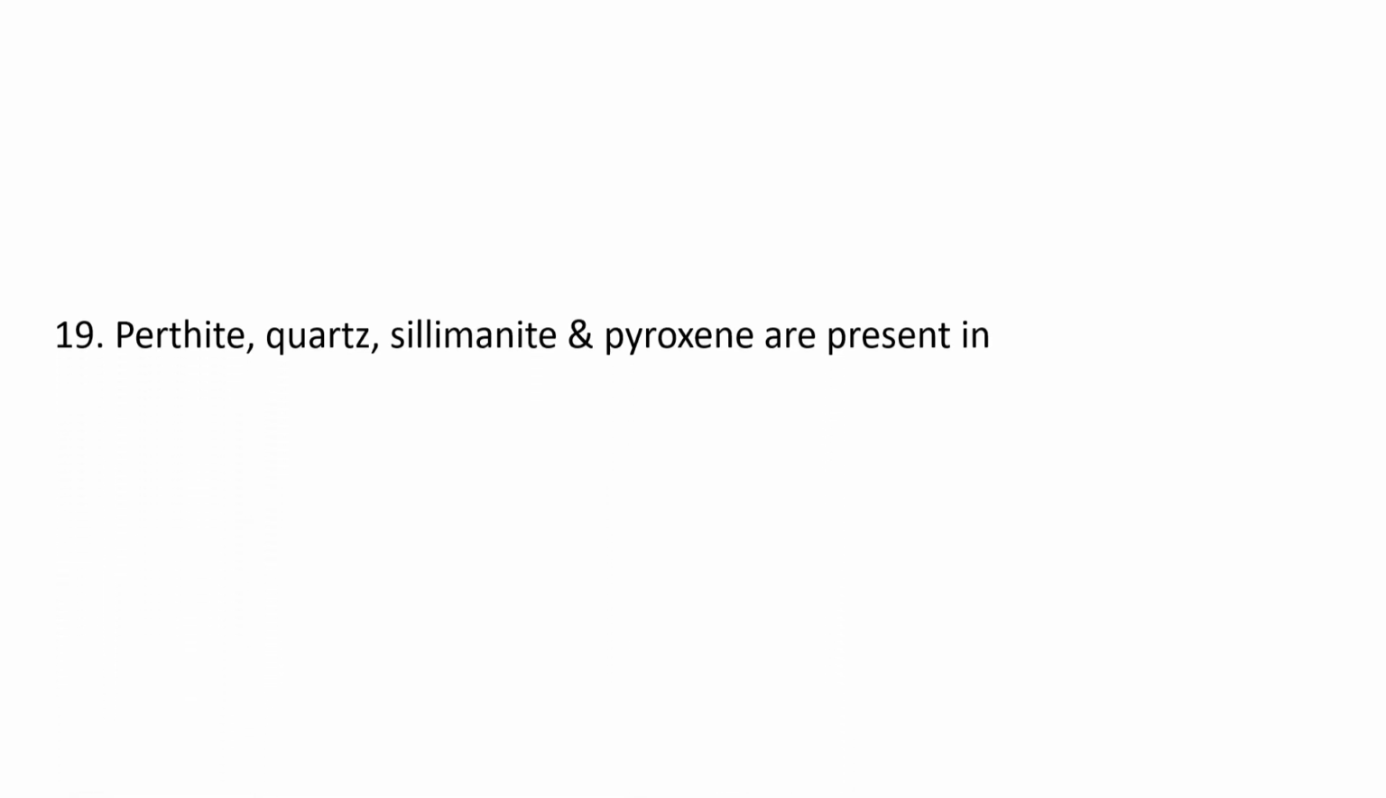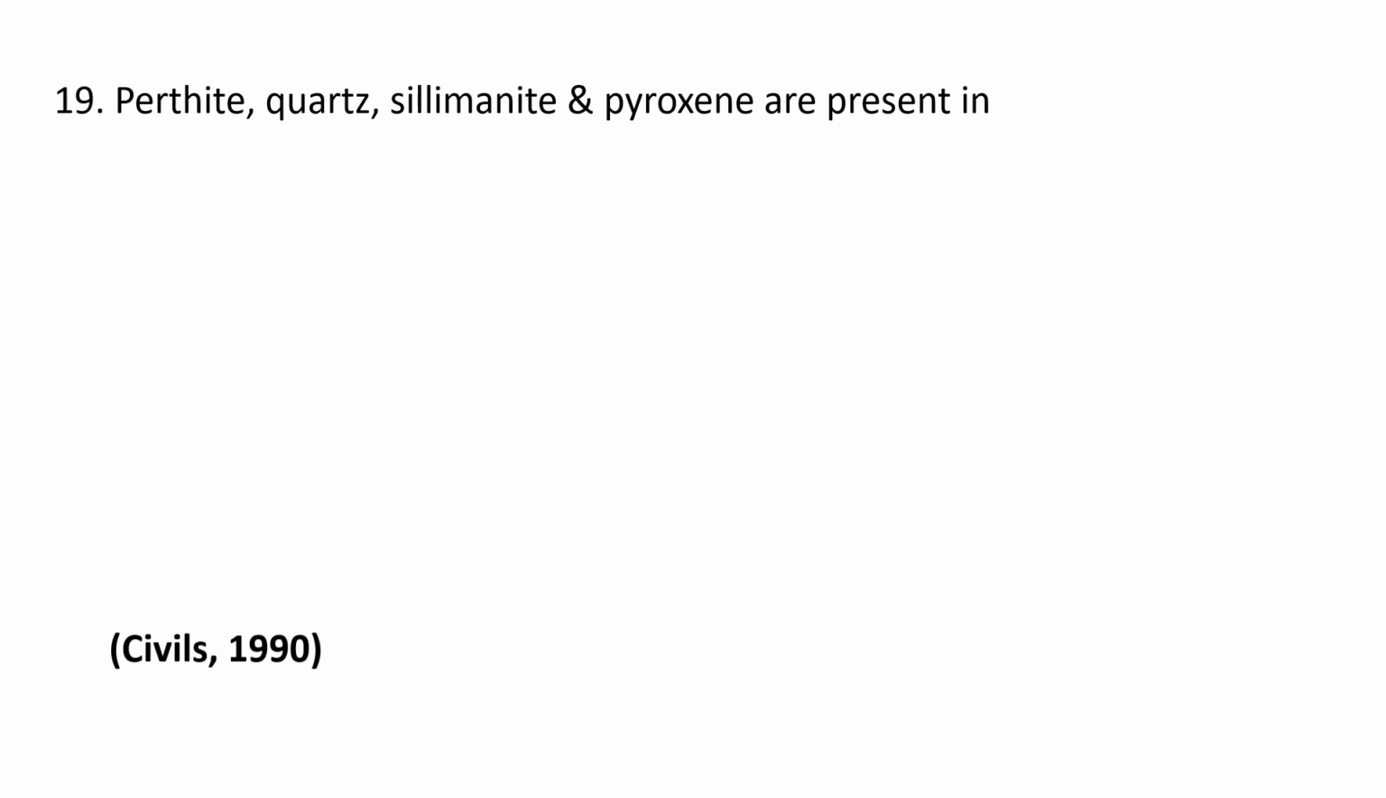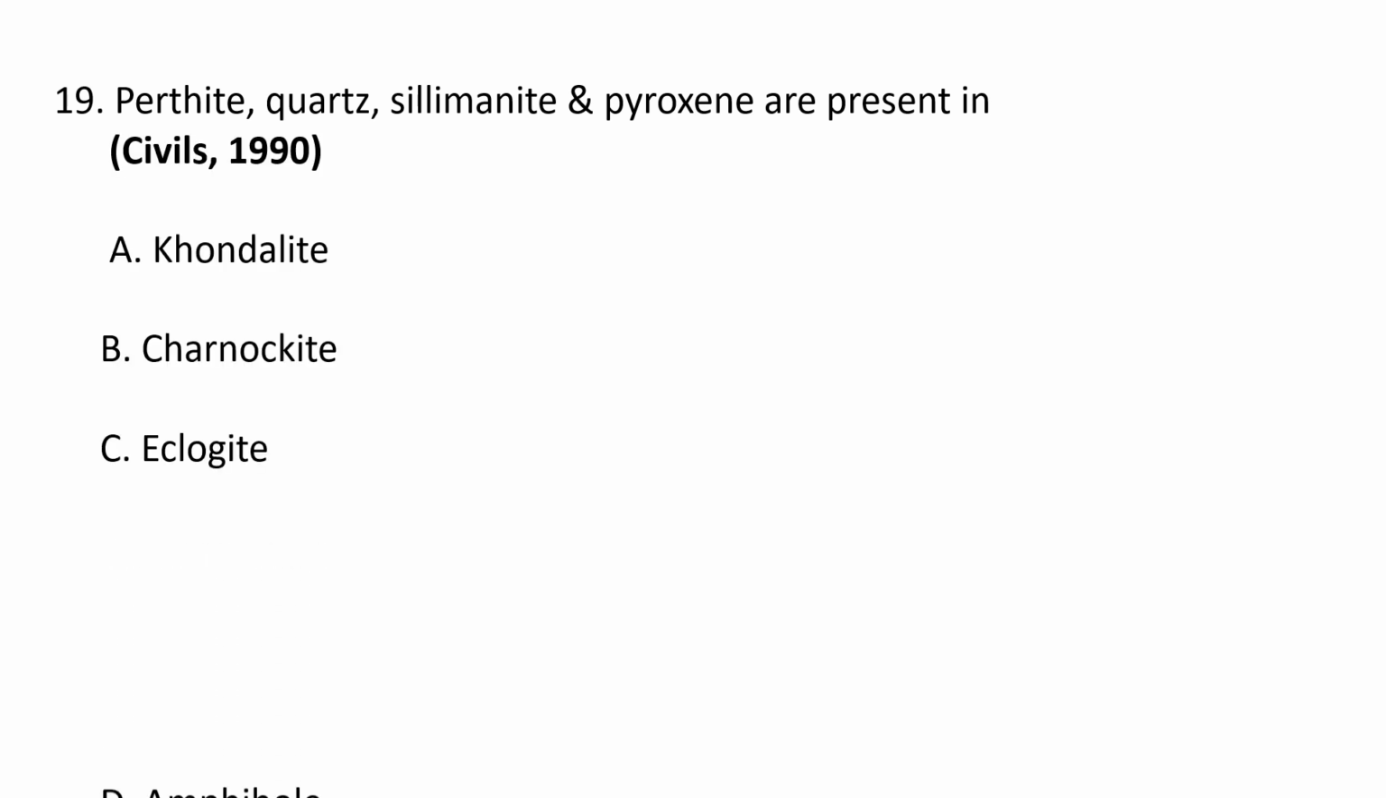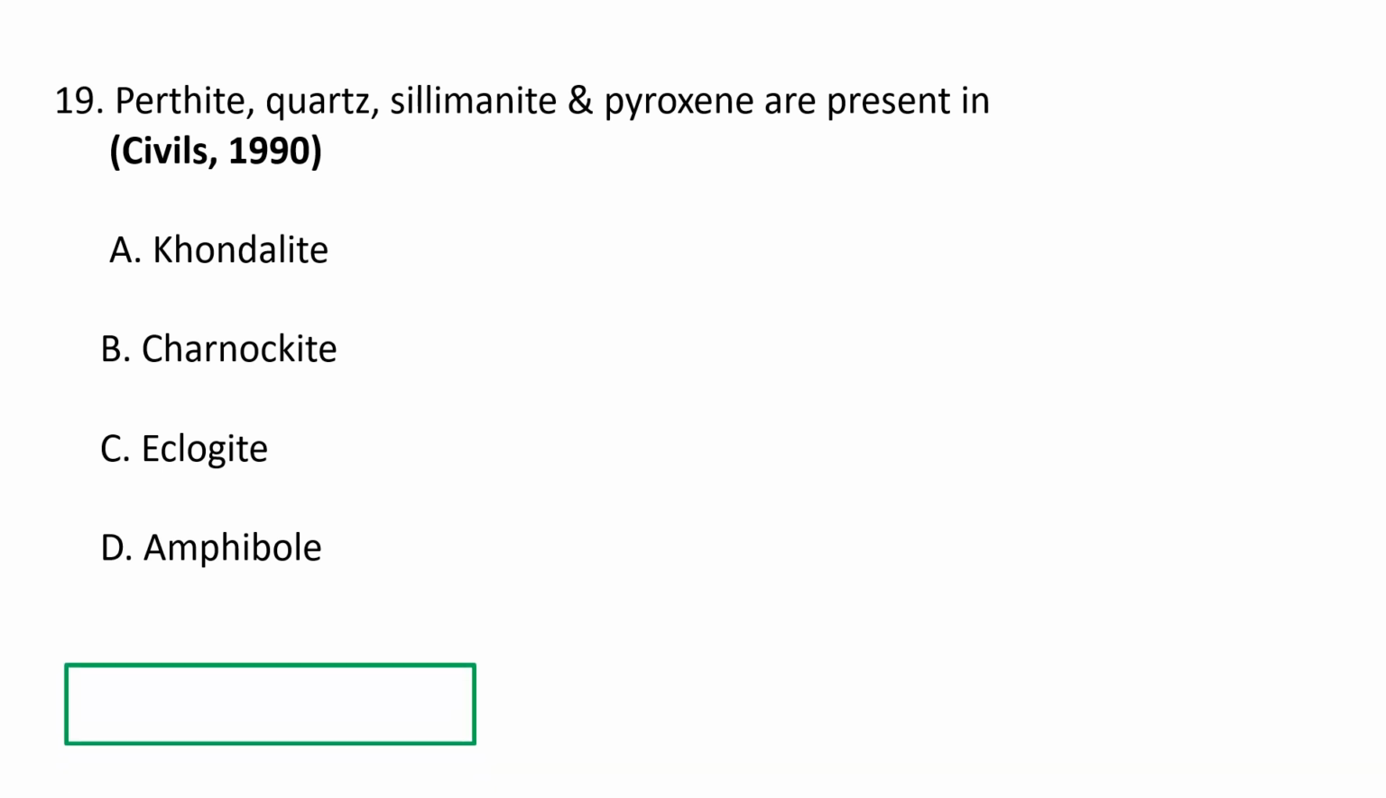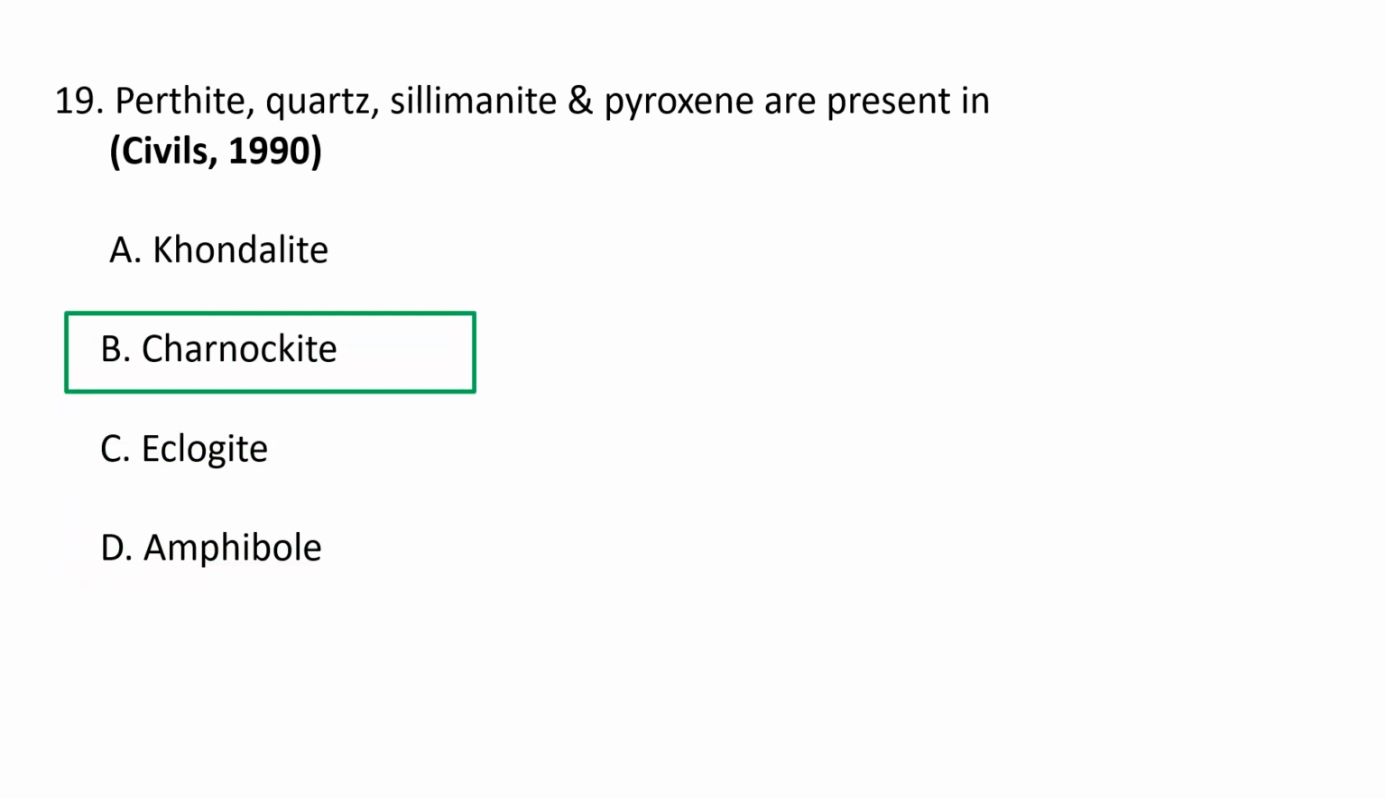Next question. Perthite, quartz, sillimanite and pyroxene are present in: A. Khondalite, B. Charnockite, C. Eclogite, D. Amphibolite. So correct answer is B, charnockite. This was a question asked in the Civil Services exam 1990.